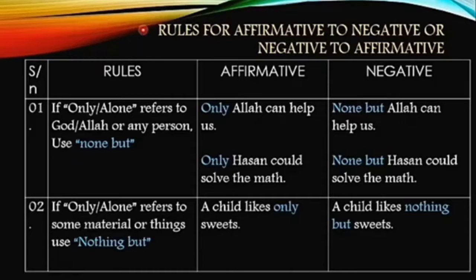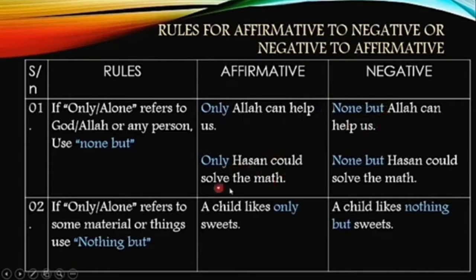Rules for affirmative to negative or negative to affirmative. The first three rules are dealing with the words only or alone. These words only or alone could refer to some person or to some things or material and to some number also. The first one says, if only or alone refers to God or Allah or any person, we have to use none but to change them into negative. For example, only Allah can help us. None but Allah can help us. Here, instead of only we have used none but.